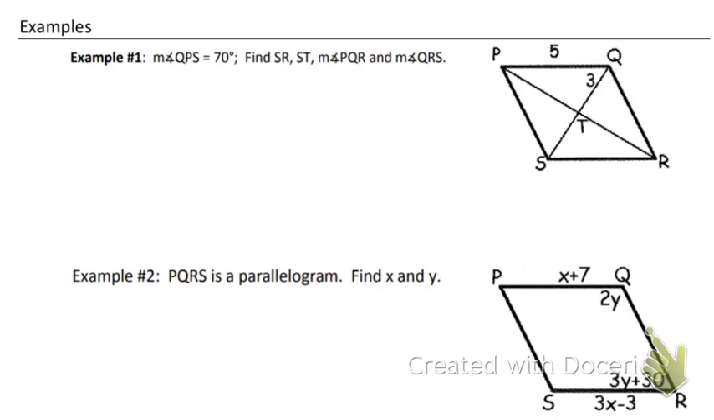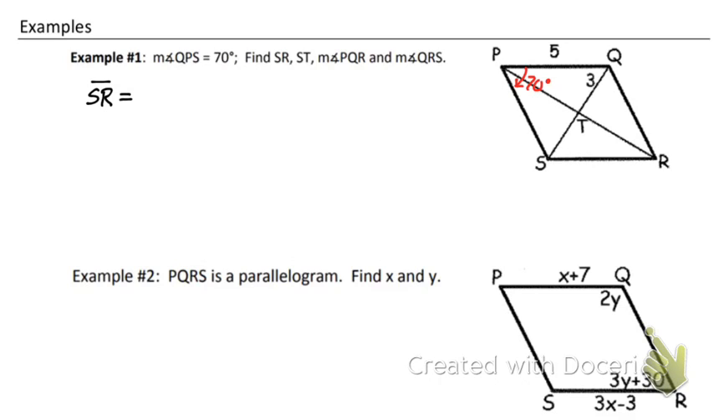All right, example number 1. It says measure of angle QPS is 70 degrees. Maybe I'll write that in there. I'll write from here to here is 70 degrees. It says find SR, ST, measure of PQR, and measure of Q. How many questions can they put on one thing? Let's just start with the segment SR.